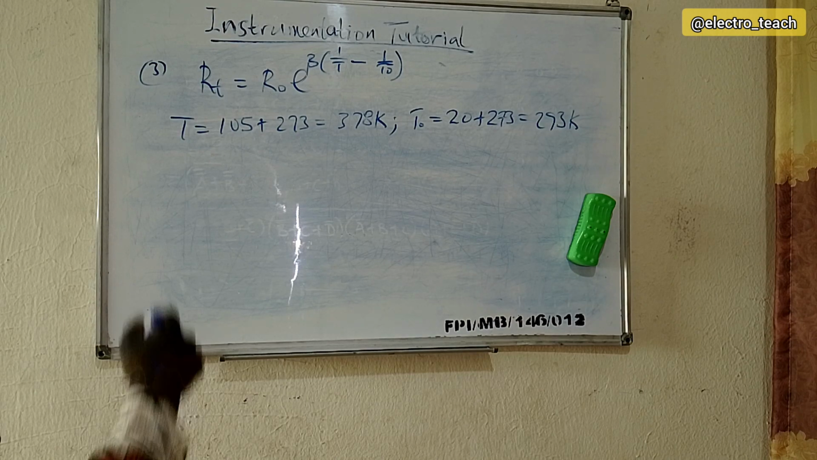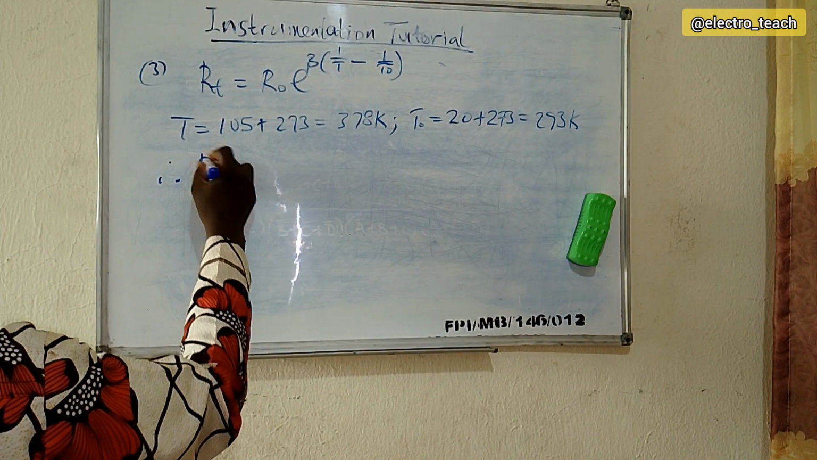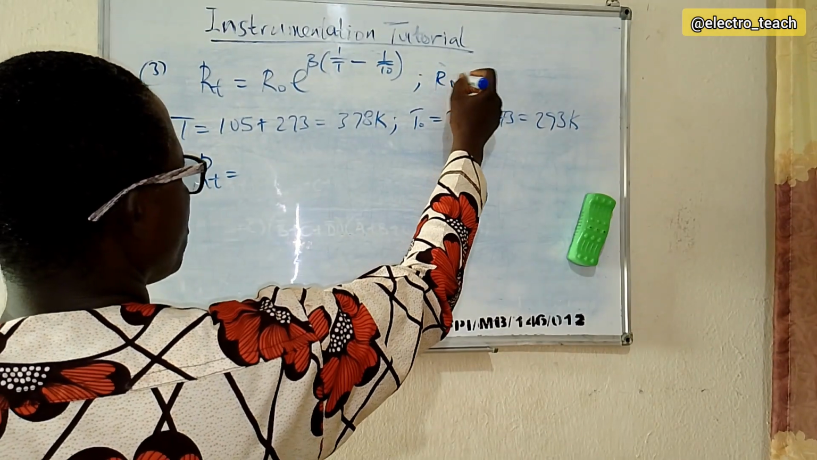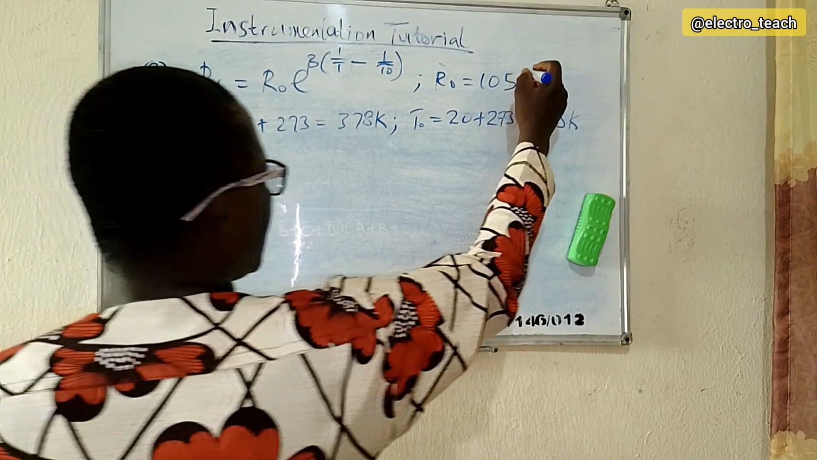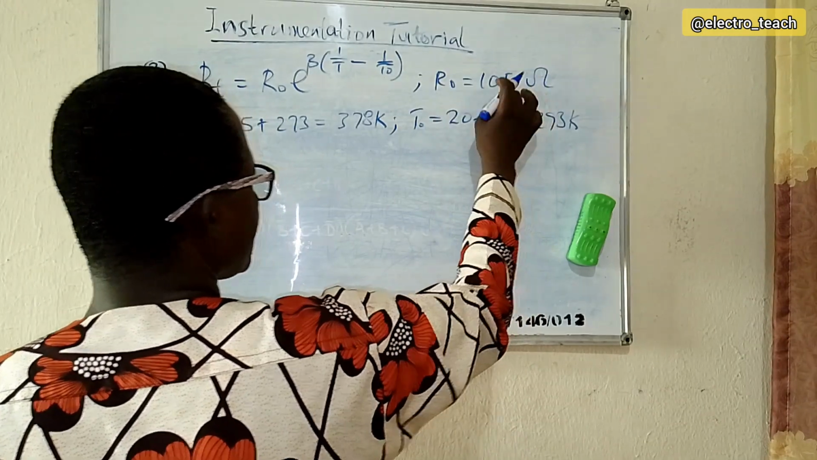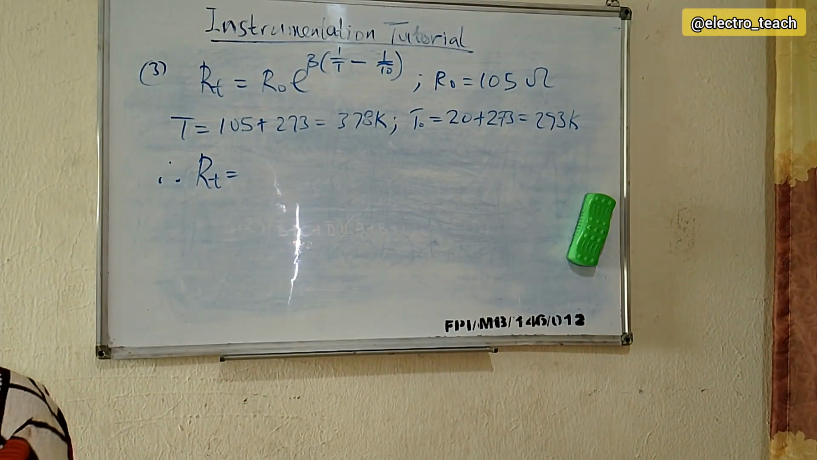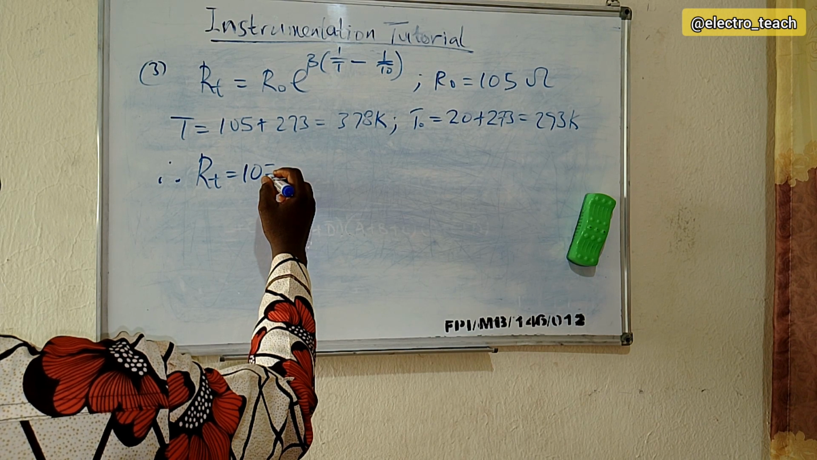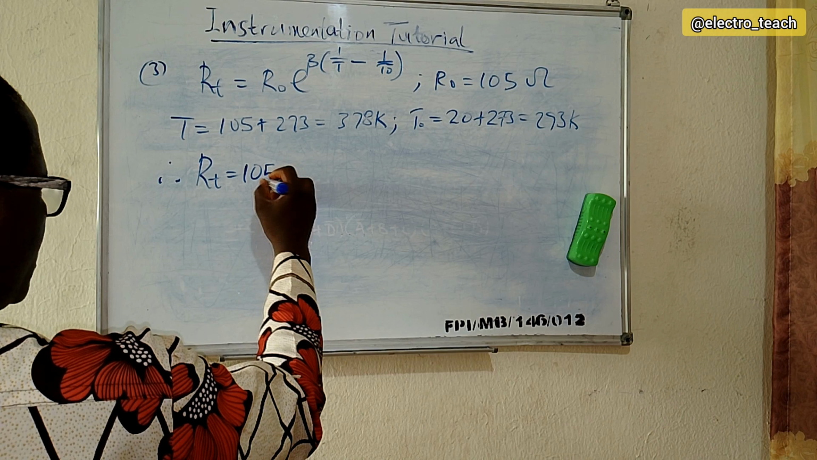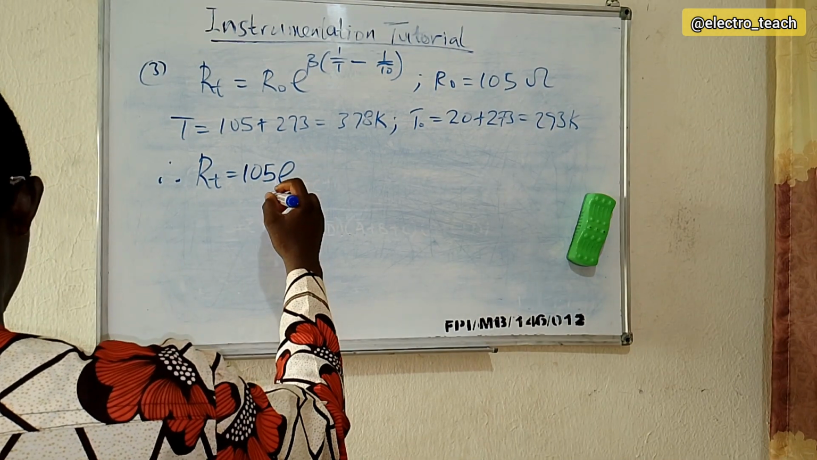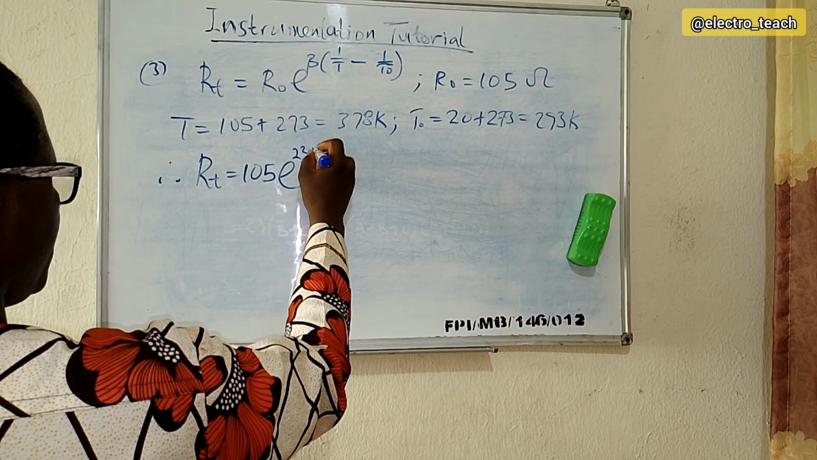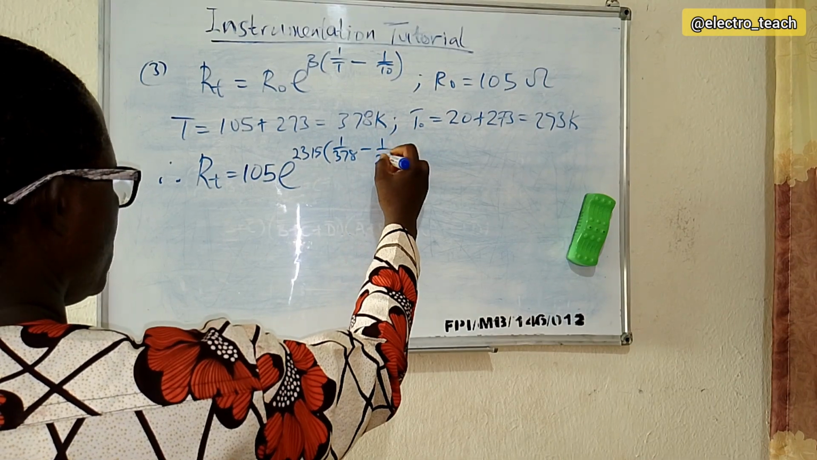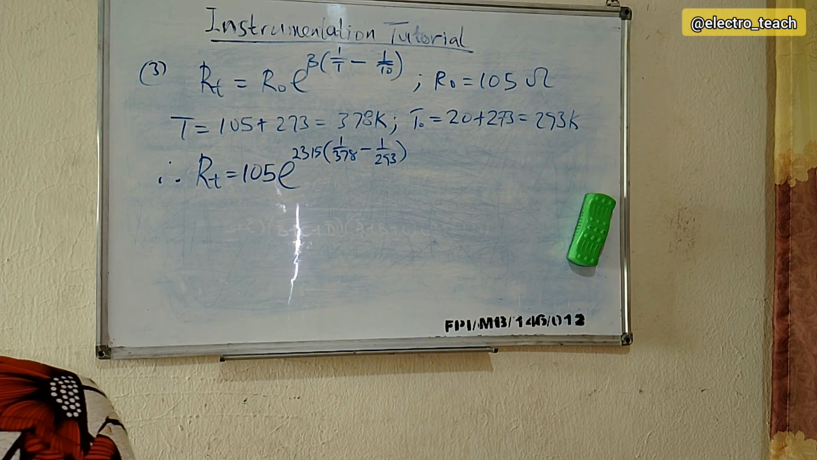So we can now substitute this into this formula. Therefore, R_T equals R_0. Reference resistance at reference temperature, that is 105 ohms. So you can now have 105 e raised to power 2315, beta is given as 2315, into 1 over 378 minus 1 over 293.